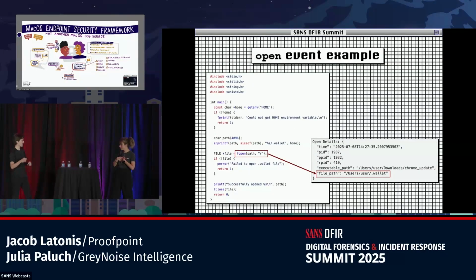One thing also is we have all of the code examples in the repo as well. So if you want to play around with it, or see these events on your system, you can. Next, we're going to go over the open event. So this is anytime a file is opened for any reason.